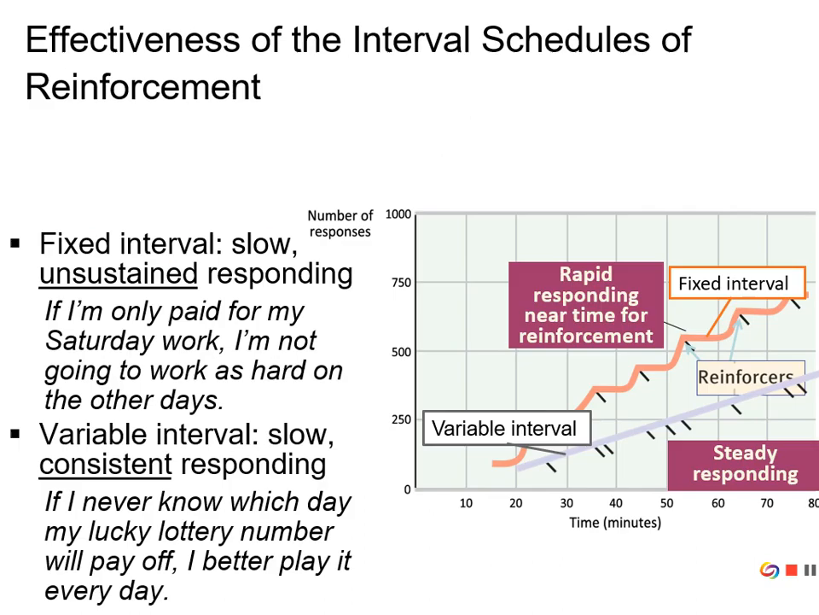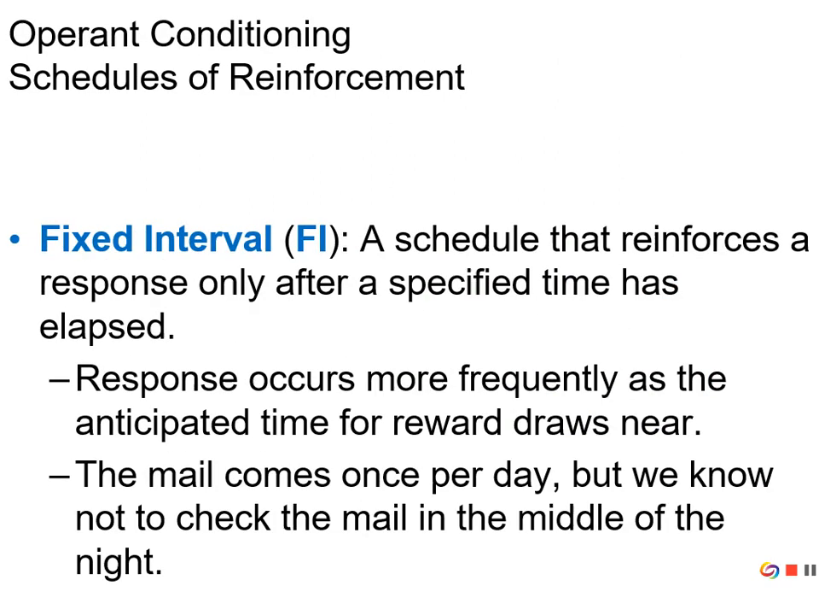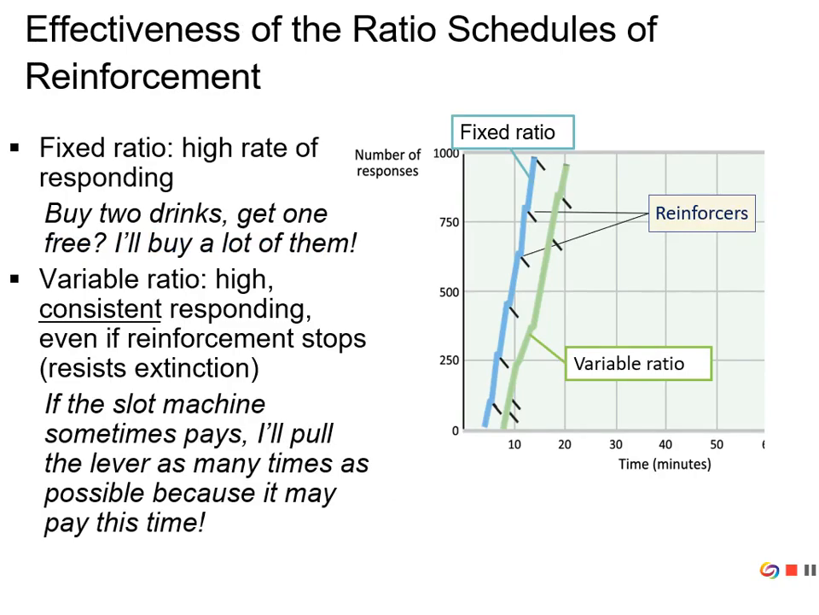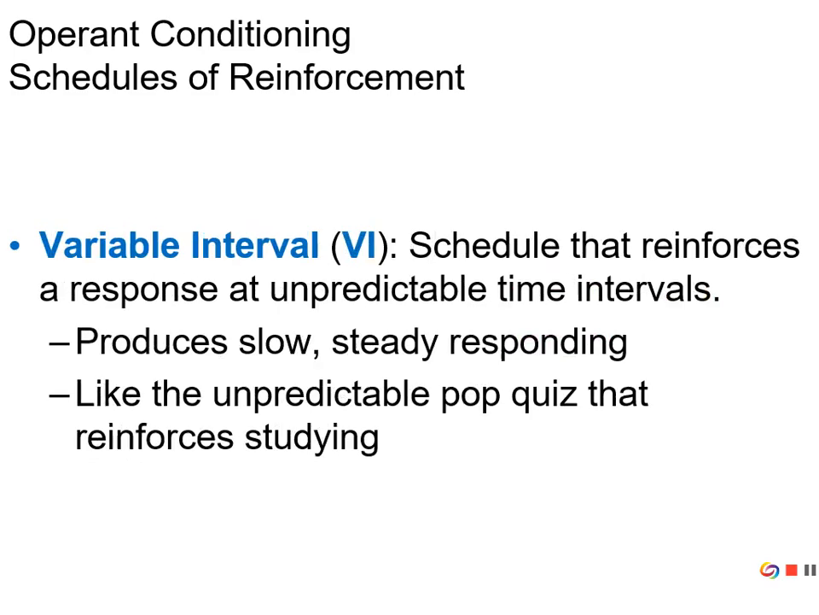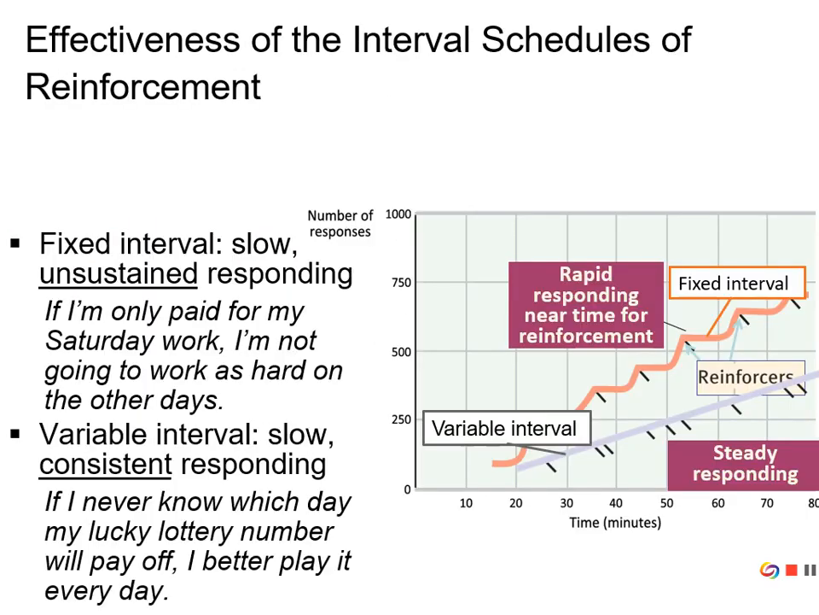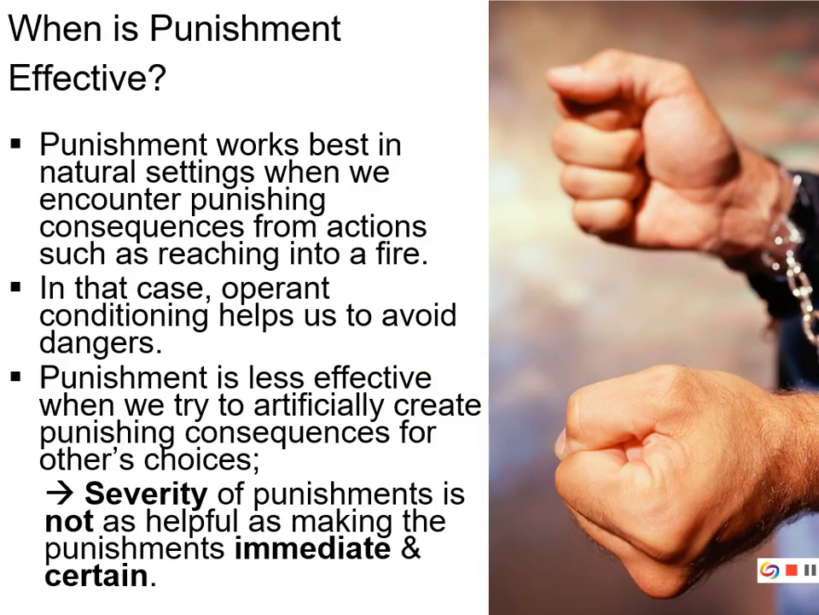So, yep, the variable interval has just got slow and steady responding. So, we got frantically fast responding, slow and steady responding, intermittent responding. I like it. So, punishment, okay?